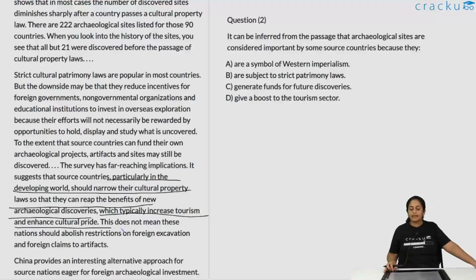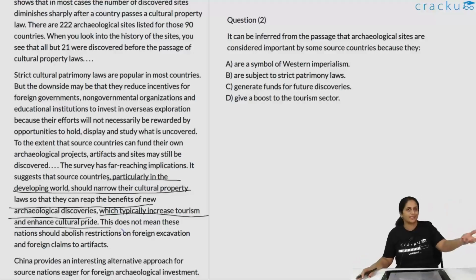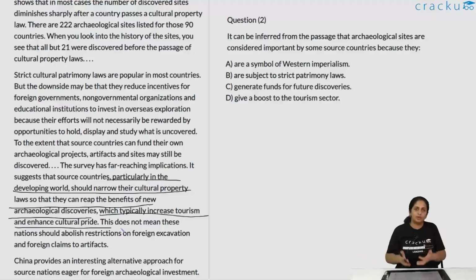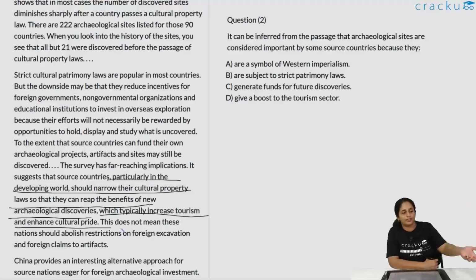So why do some source countries consider it important? Because it boosts tourism. You go and see China's terracotta warriors, right? It boosts tourism. Similarly, if you have archaeological discoveries, foreign travelers will come to your land to see that. So it boosts tourism and enhances cultural pride. If you see that, okay, my culture built these kind of warriors, these kind of statues, it will definitely enhance cultural pride. So these two reasons are given in the passage. So let's take a look at the options.